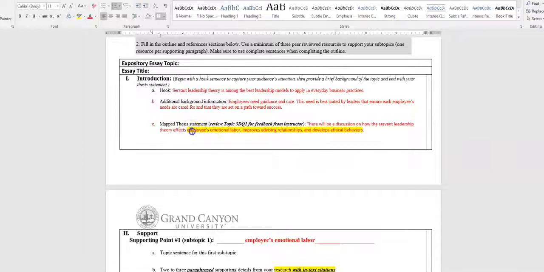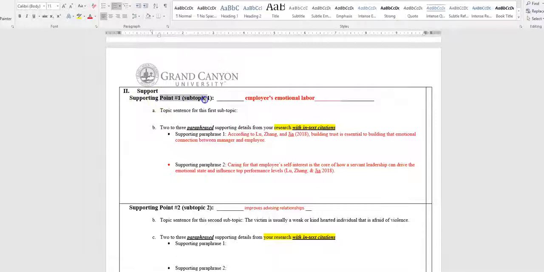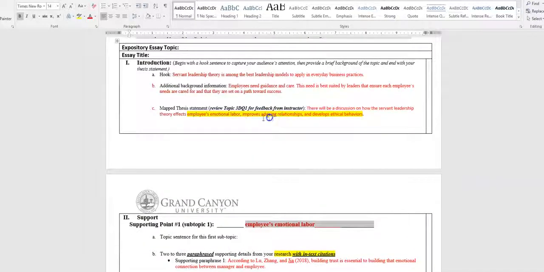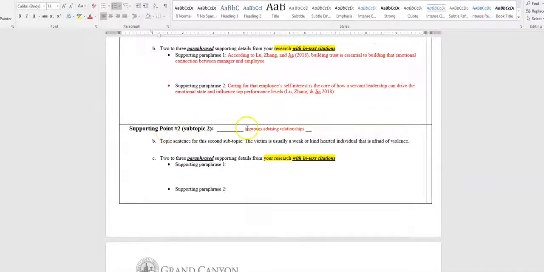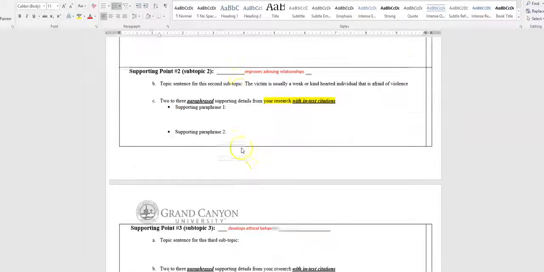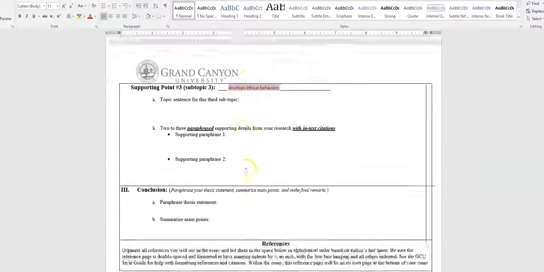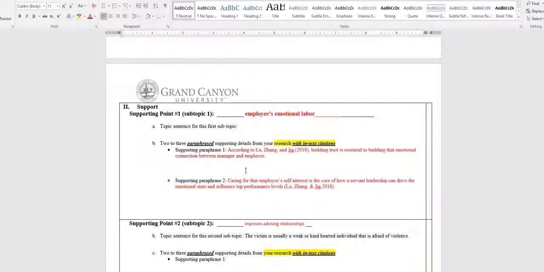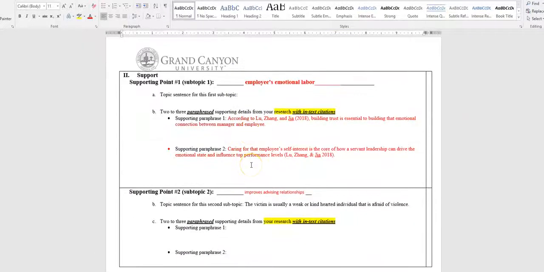So notice how my first subtopic is employees' emotional behavior. That's going to be my first subtopic point, employees' emotional behavior. And then my second one's improves advisory relationship. Subtopic 2, improves advisory relationship. Third one, develops ethical behaviors. Okay, notice how I don't have this stuff filled out right here, but I do have this first one like I said I would. Okay, so where do I find information based off that?